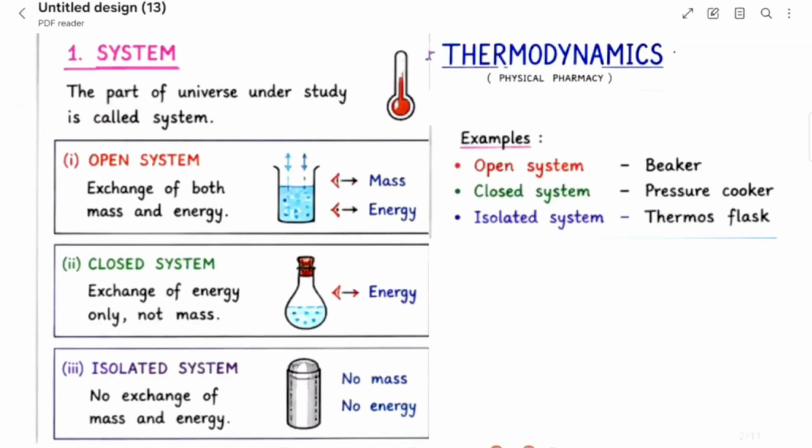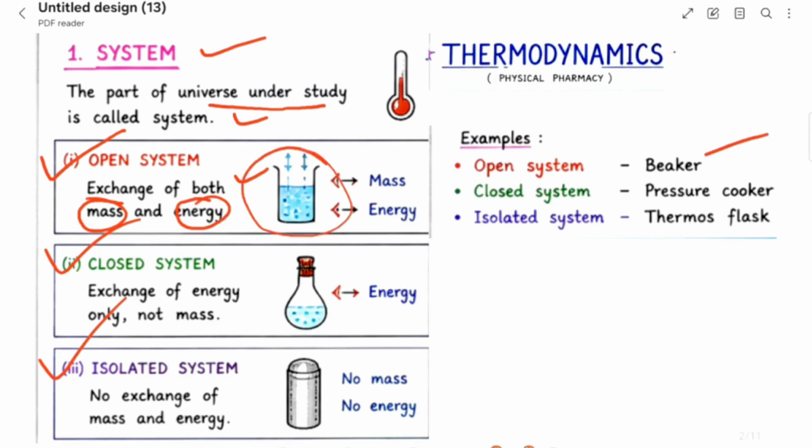First we will see system. System means what? It is a part of universe which is under study. That is called as system. It is a simple definition. In that there are three types of system, that is open system, closed system, then isolated system. What is open system? Here there is exchange of both mass as well as energy. Example, here we can see the beaker. Here there is an exchange of both mass as well as energy.